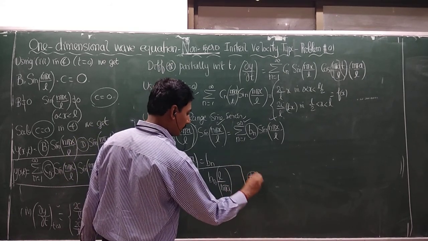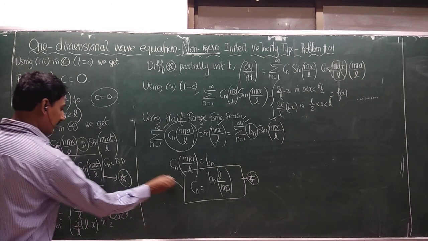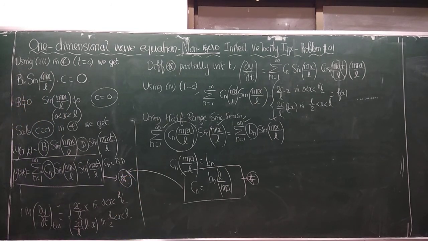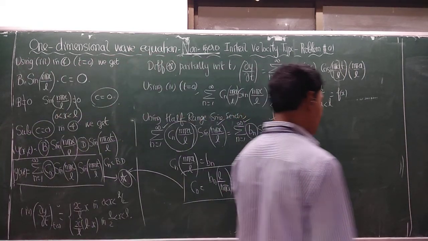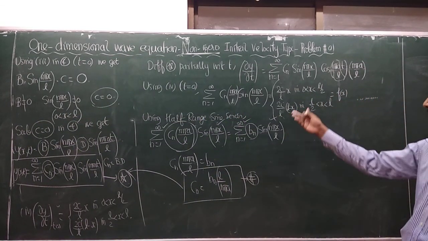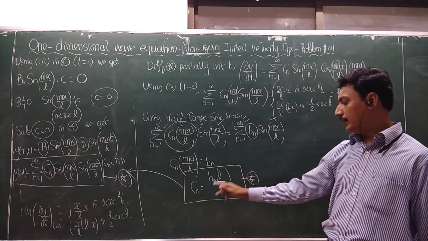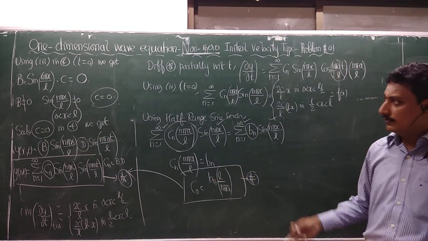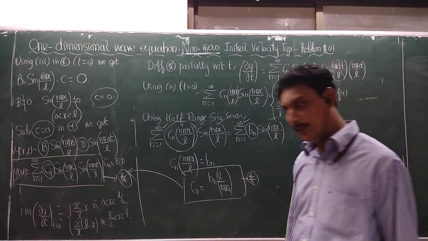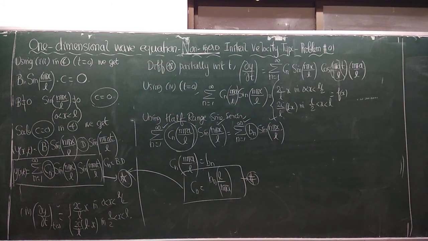So this is my equation number hash. After finding the Cn value, substitute the Cn in the star equation. How to get the Cn value? That's the question. As I told you, we find it from the half-range sine series: Cn is equal to bn into L by n pi a. What's the bn formula in the half-range sine series? Yes, 2 by L integral 0 to L f of x sin n pi x by L dx.